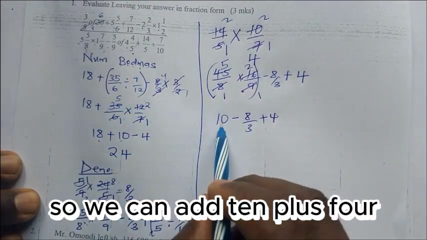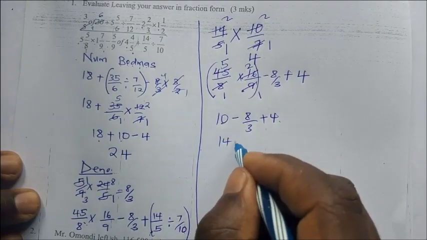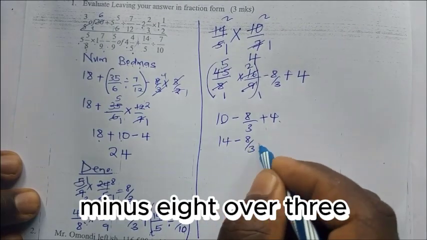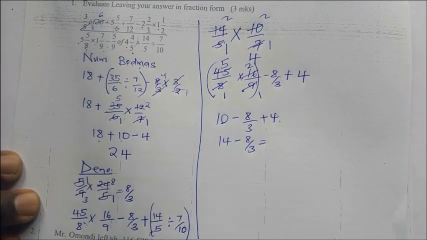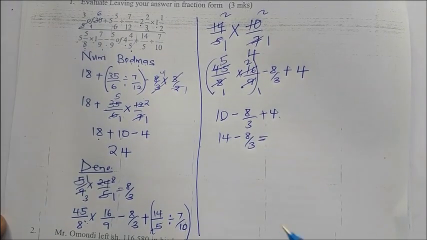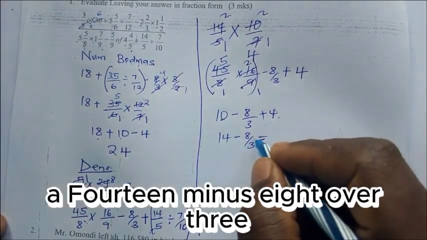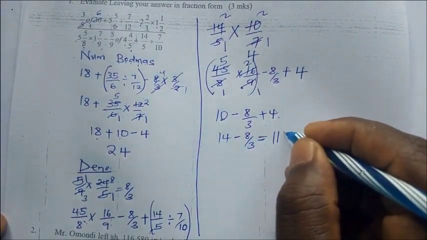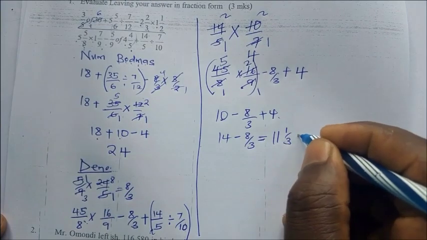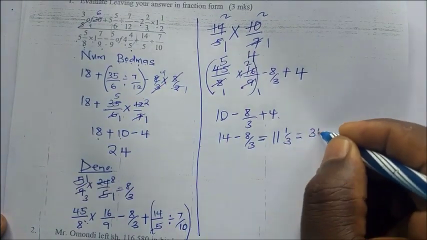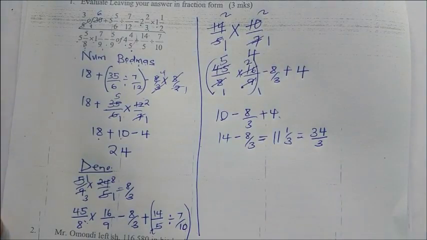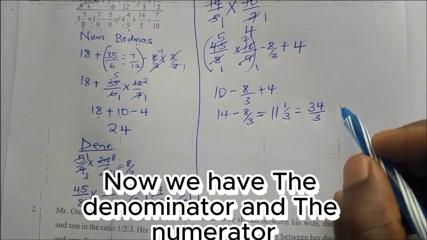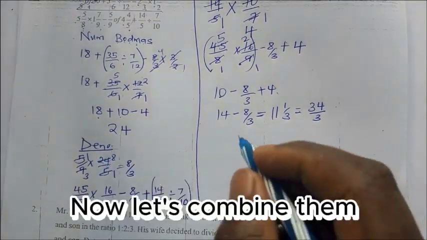So we can add 10 plus 4, which is 14 minus 8 over 3. So 14 minus 8 over 3 will give us 11 and 1 over 3. This is the same as 34 over 3 if you put it in improper fraction. Now we have the denominator and the numerator. Now let's combine them.